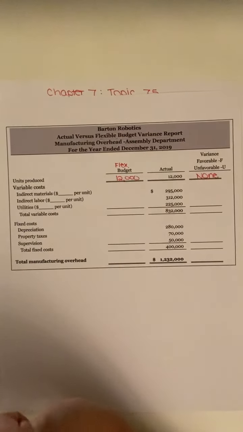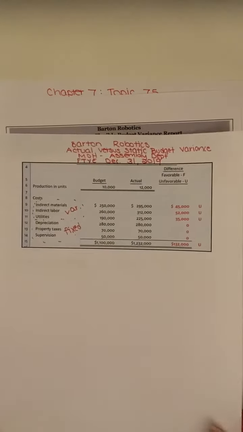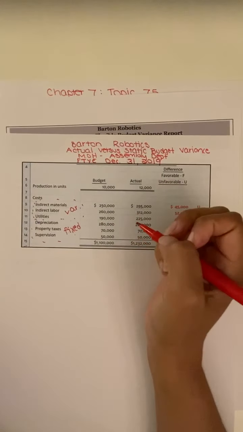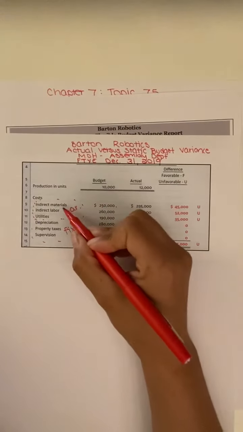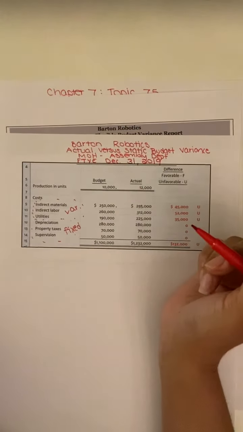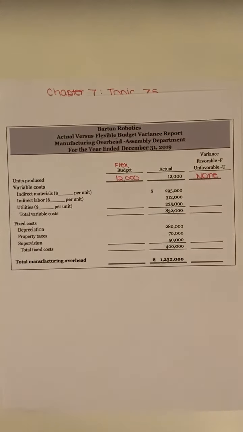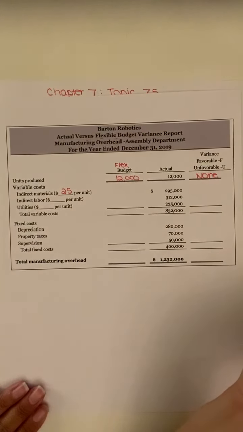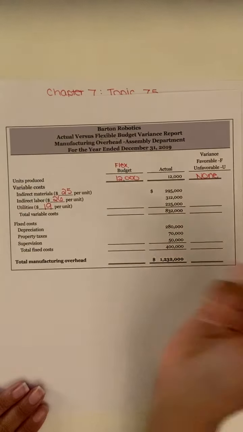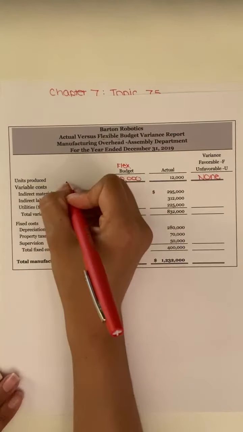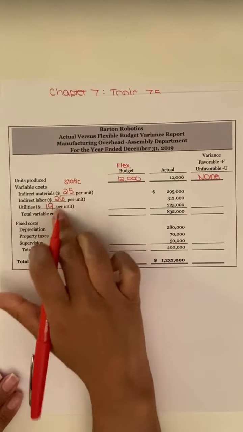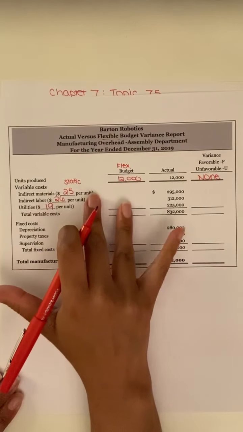How do I find out the per unit amounts? Go back to the static budget. To figure out your budgeted per unit, take your total variable cost for indirect materials and divide it by your units that were expected, 10,000. Repeat that process only for your variable costs, then indicate it on your template. You should get 25 for your indirect material costs per unit, 26 for indirect labor, and 19 for utilities. You calculate the per unit based on the static budget. That's usually the main error that I see students making.